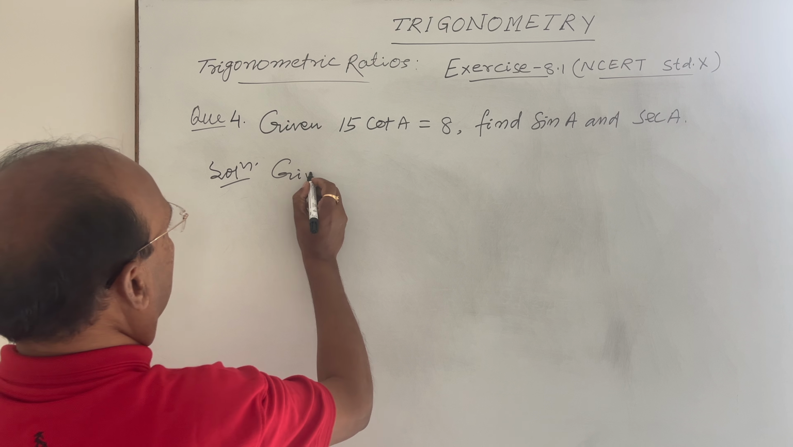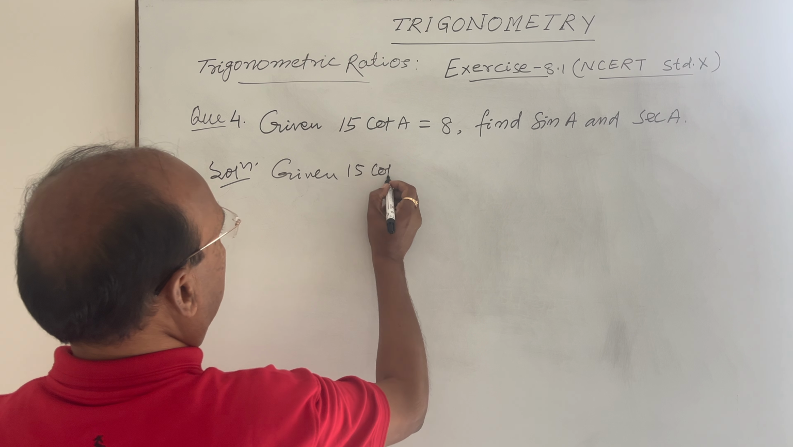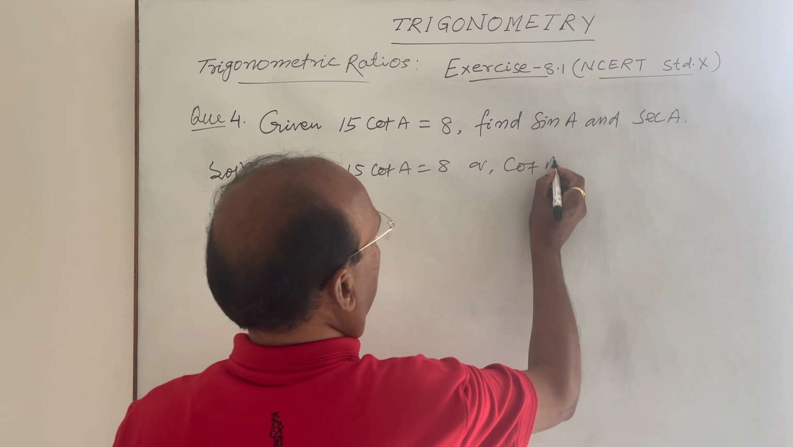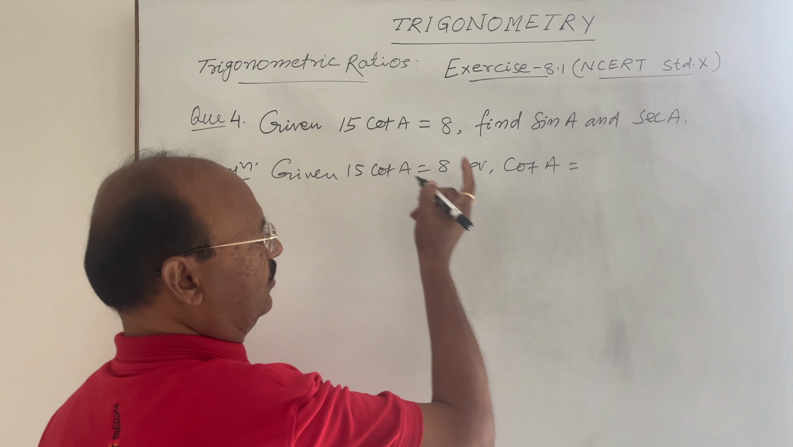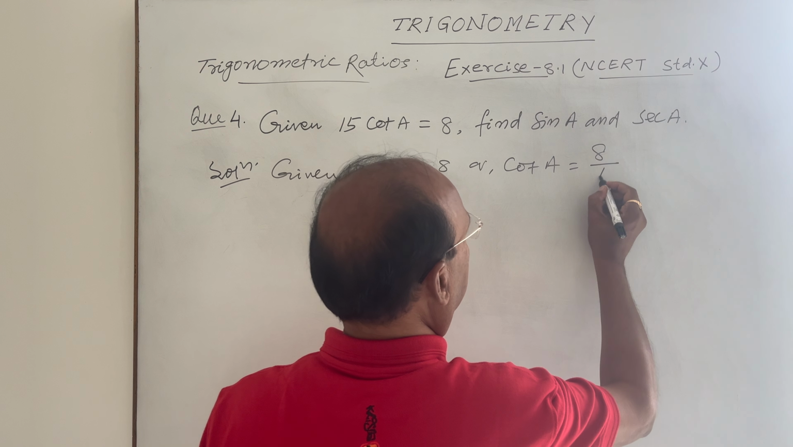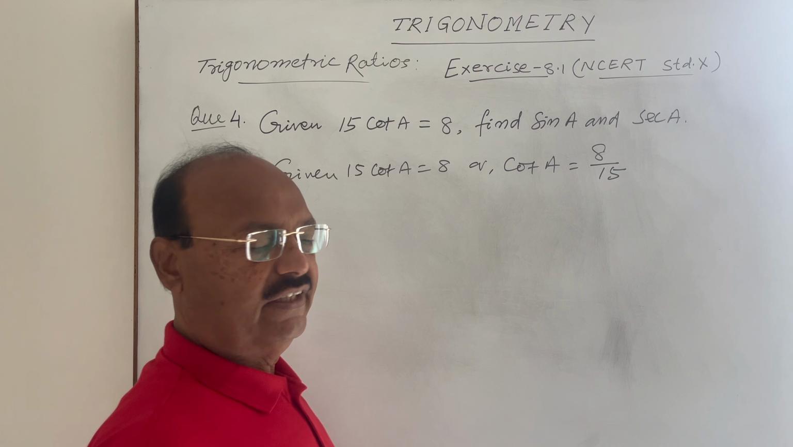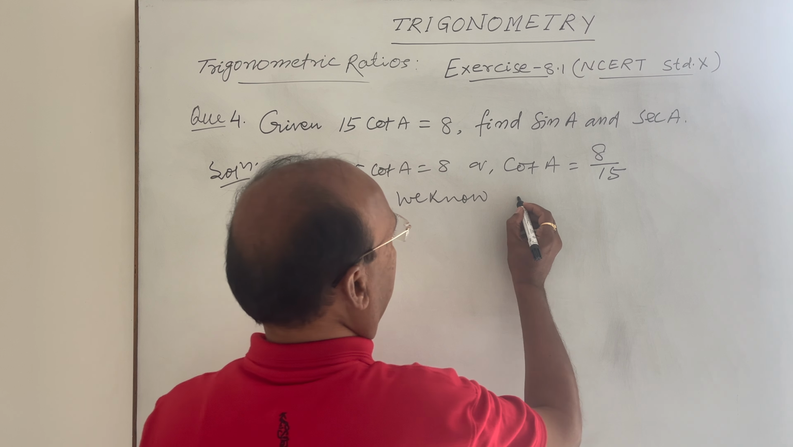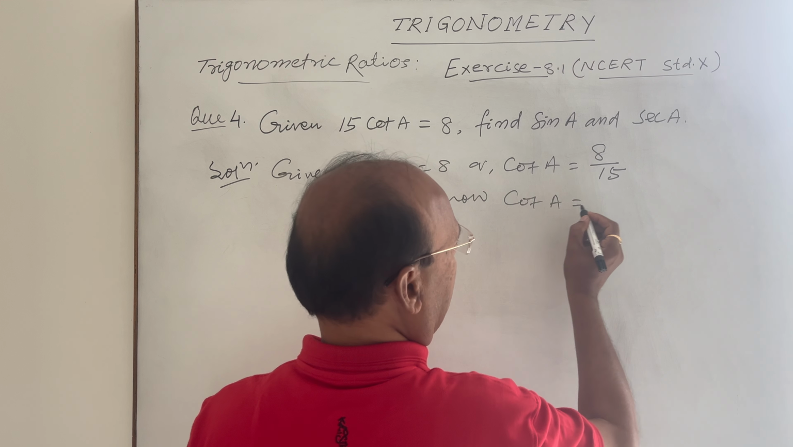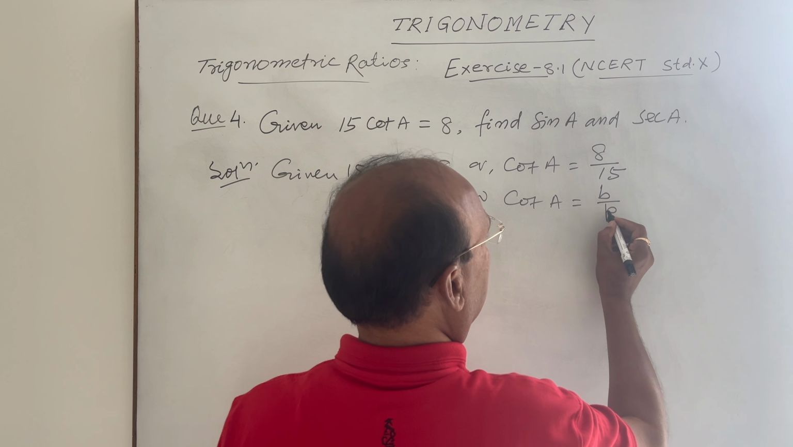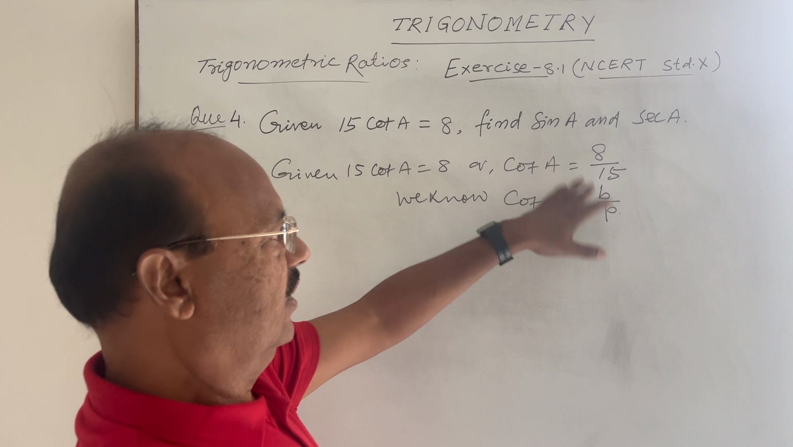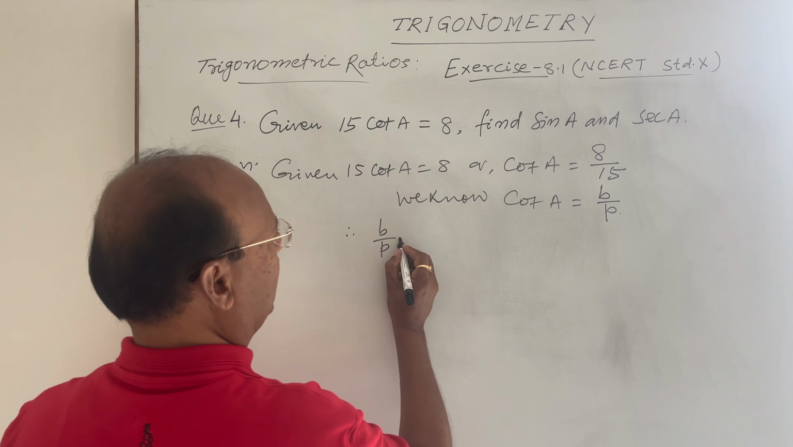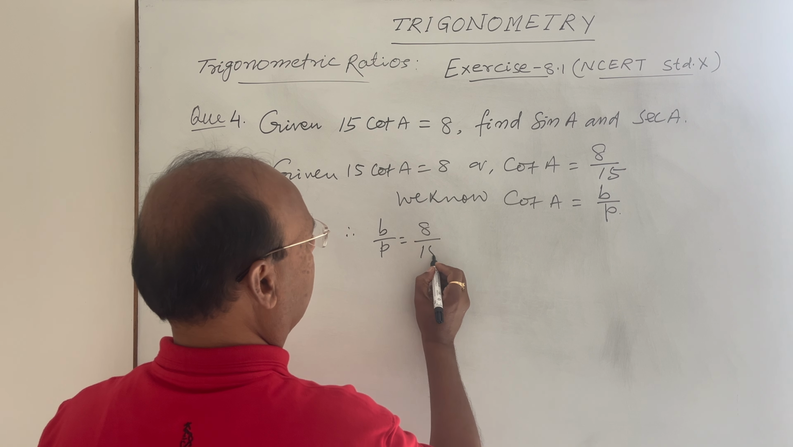What is given? Given 15 cot A is equal to 8, or we can write cot A is equal to, transposing this 15 to the right hand side, 8 by 15, correct? And we know that cot of any angle is base by perpendicular. So by comparing these two ratios, we are getting here, therefore base by perpendicular is equal to 8 by 15.